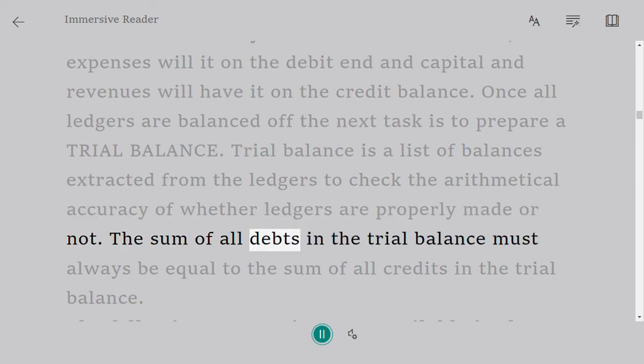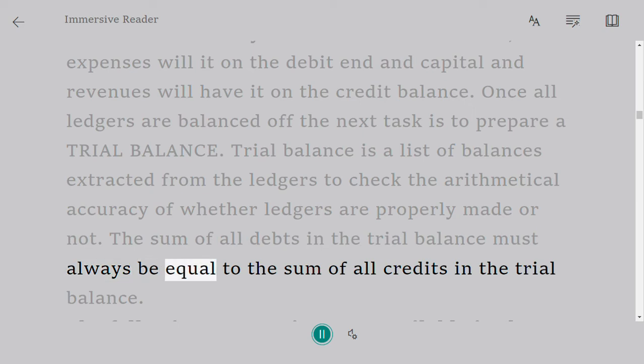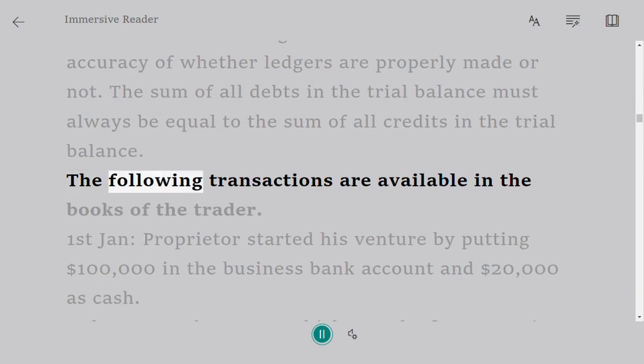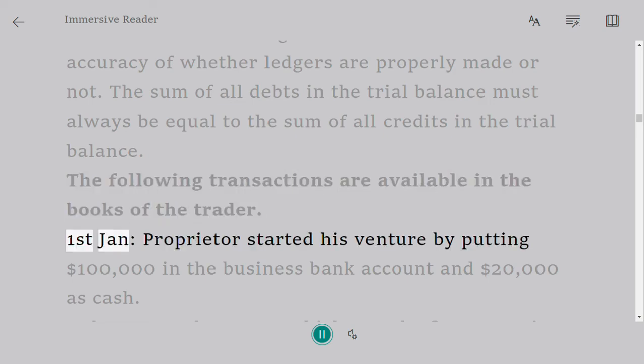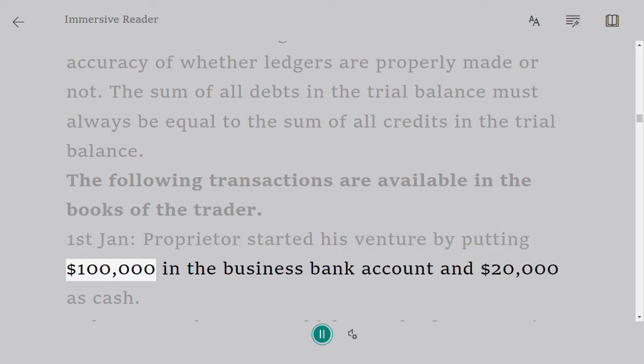The sum of all debits in the trial balance must always be equal to the sum of all credits in the trial balance. The following transactions are available in the books of the trader. January 1st, proprietor started his venture by putting $100,000 in the business bank account and $20,000 as cash.